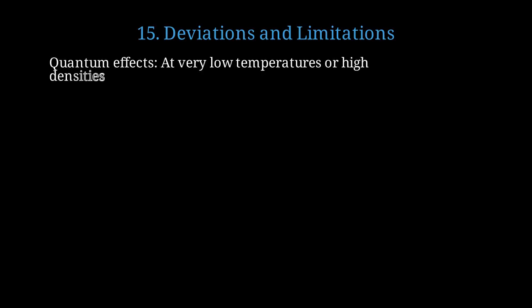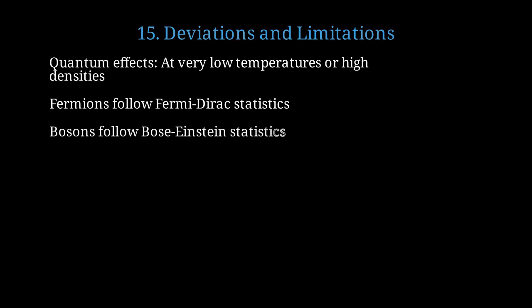While Maxwell's distribution is remarkably accurate, there are situations where it breaks down. At very low temperatures or high densities, quantum effects become important, and the Maxwell distribution must be replaced by quantum statistics. Particles with half-integer spin, called fermions, follow Fermi-Dirac statistics due to the Pauli exclusion principle. Particles with integer spin, called bosons, follow Bose-Einstein statistics, which allows phenomena like Bose-Einstein condensation.